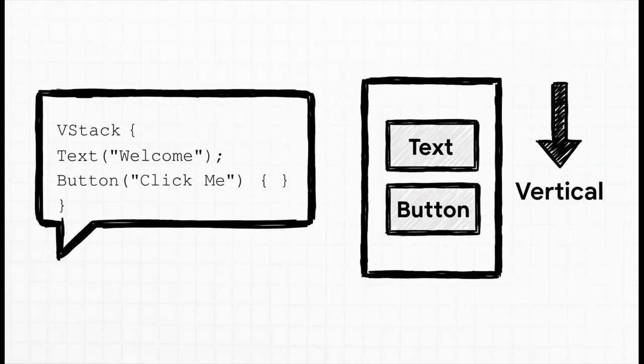Okay, so if everything's a view, how do you arrange them? Simple. You use layout containers. Here, we've just wrapped a text view and a button view inside something called a VStack. The V just stands for vertical. And just by doing that, SwiftUI automatically knows, okay, I need to stack these two things one on top of the other. It's really that easy.